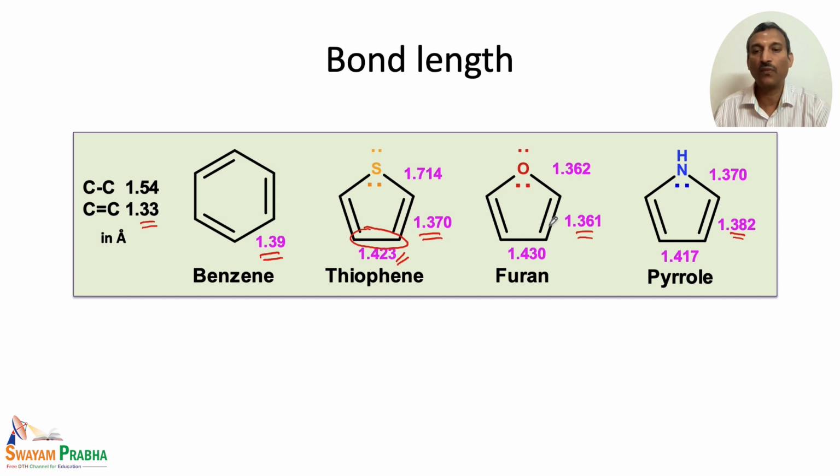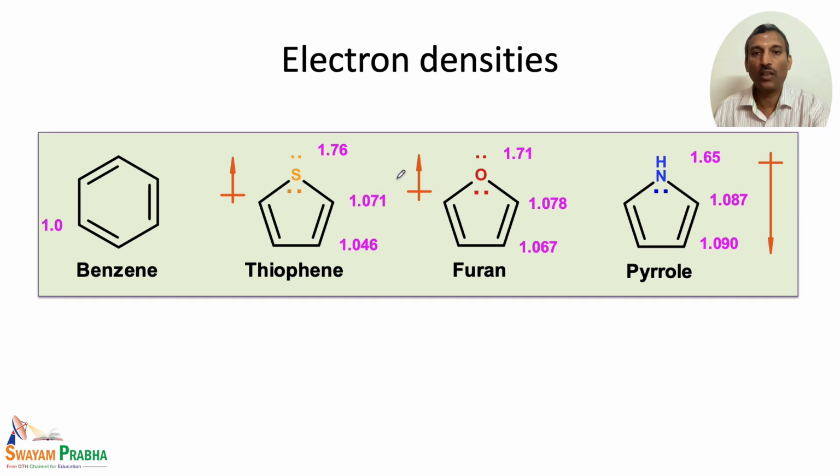So that is the reason we can say there are varied bond lengths for these kinds of compounds, and of course the heteroatom-carbon bond length varies depending on the electronegativity of the particular heteroatom. And if you look at the electron densities, in the case of benzene, the electron density across all the carbon atoms is the same, or we can say it is unity. So all the carbons have uniform electron density because there is delocalization. That is the reason all have the same electron density.